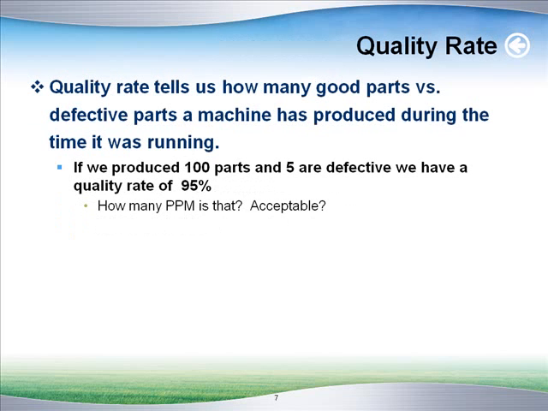Okay, now let's talk about quality rate. This is the last part of our formula. Okay, quality rate tells us how many good parts versus how many defective parts a machine has produced during the time it was actually running.